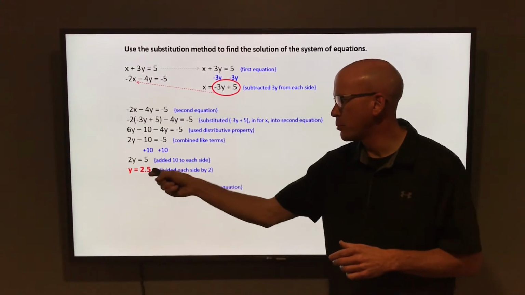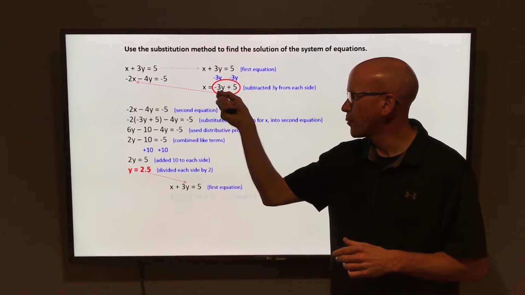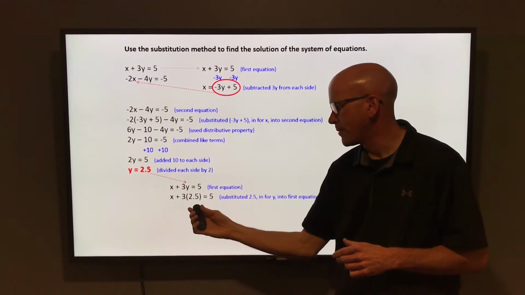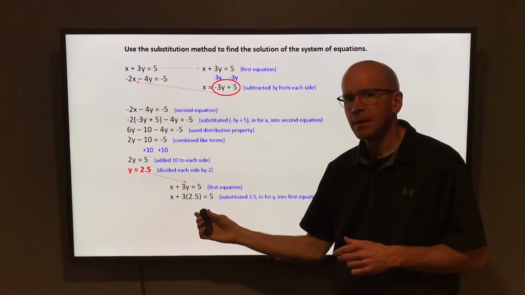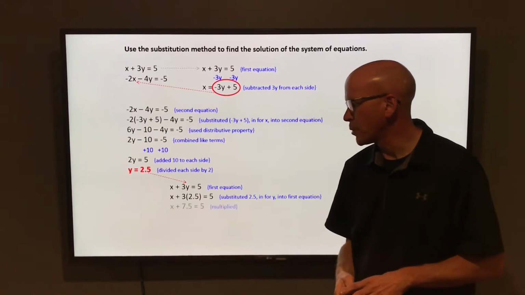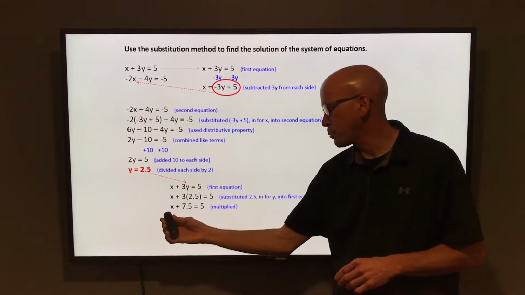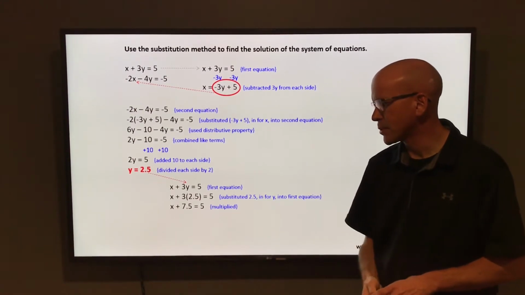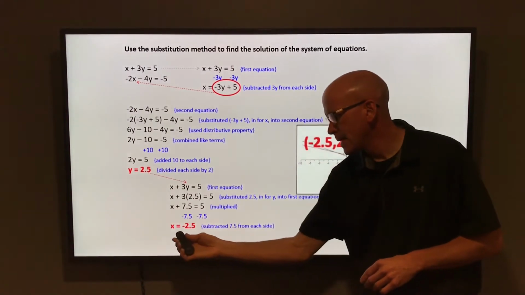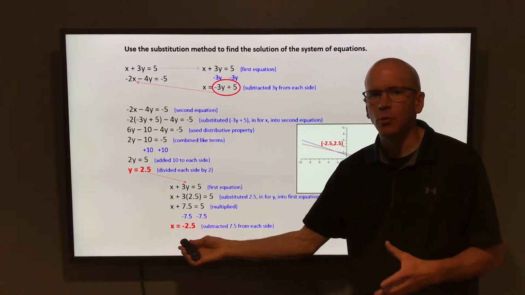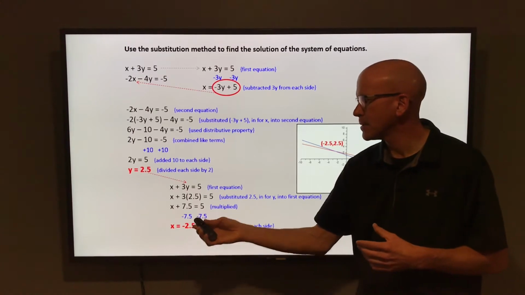So take that 2.5, substitute it in for y, and you'll have x plus 3 times 2.5 is equal to 5. And then continue solving for x, multiply 3 by 2.5, that is 7.5. So x plus 7.5 equals 5. Subtract 7.5 from each side, and you get x equals negative 2.5.